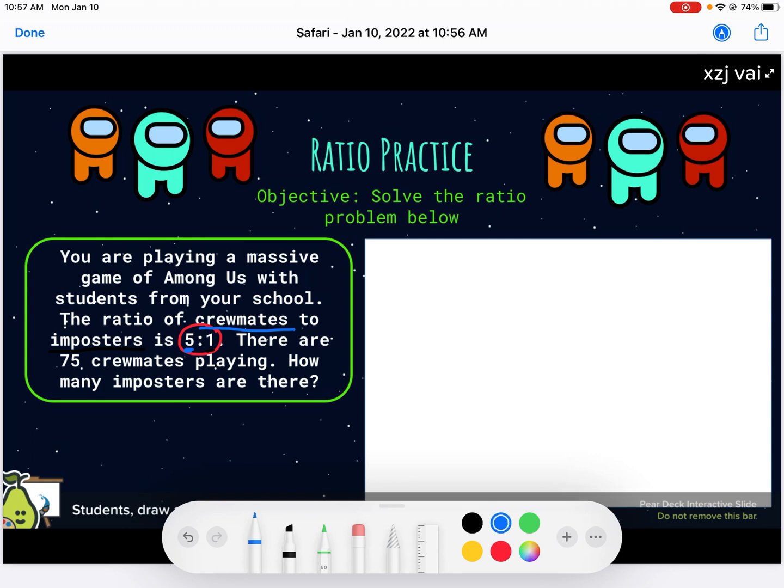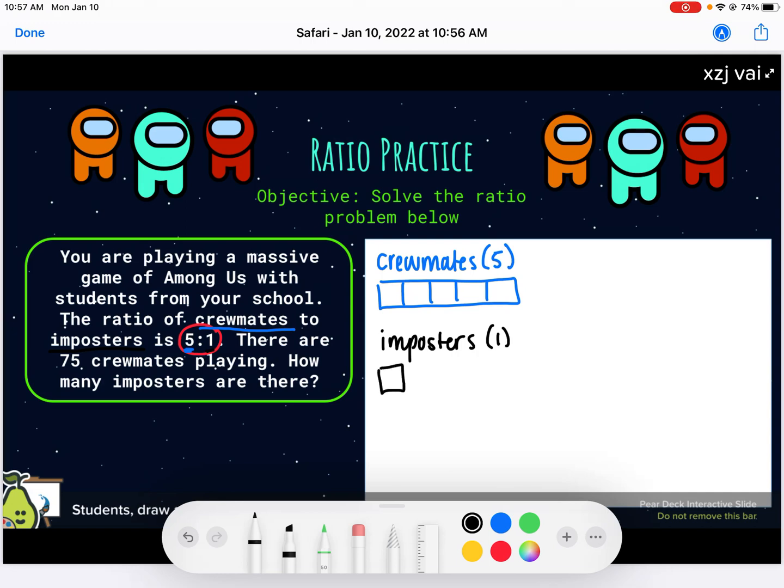And I can go ahead and start and create tape diagrams for that. So crewmates is going to be the 5 since they both come first. 1, 2, 3, 4, 5. And then imposters is going to be the 1 since those both come second.